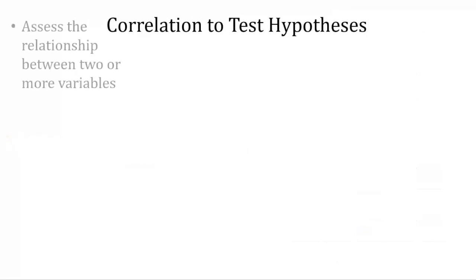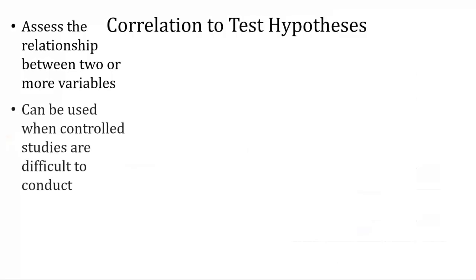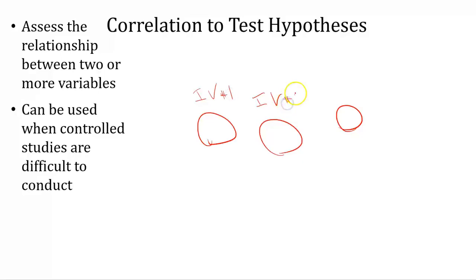Correlations to test hypotheses. Correlations are used when you want to assess more than just two variables, like maybe three, four, or five different variables and you want to see how they relate to one another. We use correlations when it's really hard to have a controlled study. Remember, a controlled study is where you have different groups: one group with one level of the independent variable, another group with a different level, and another group with another.